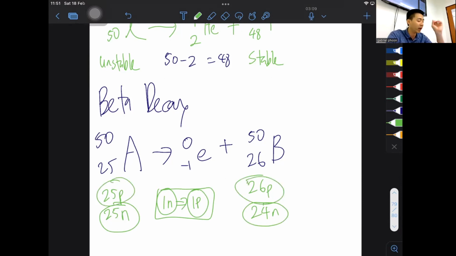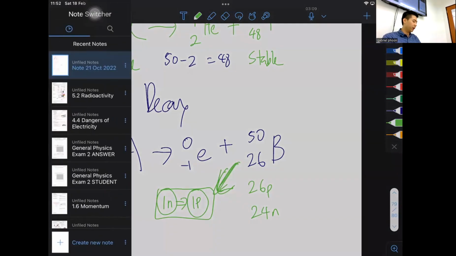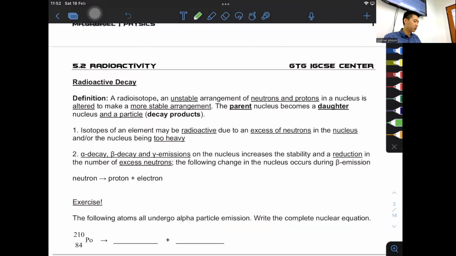This one here occasionally comes up in your exam, but you must know that beta decay is literally a conversion of one extra neutron into one extra proton. That's why it goes from 25 to 26 here. You understand what I'm talking about? This is very important also. Occasionally comes out, this one. Anyone's got any questions for this part here? Good, 100% absorption rate, just what I like or fear the most.